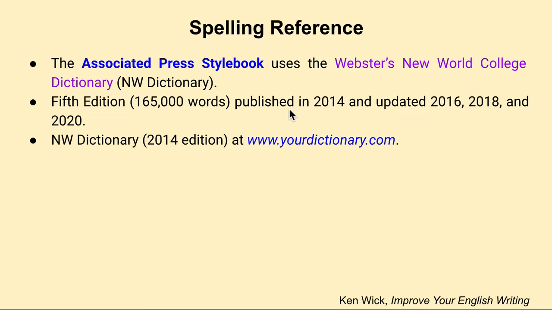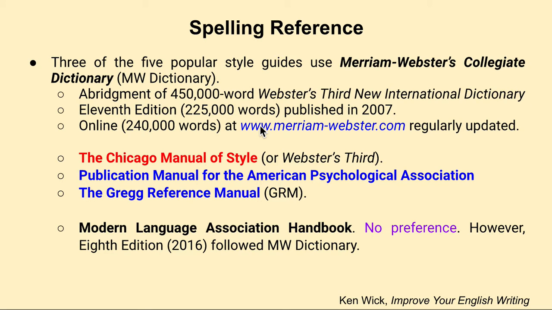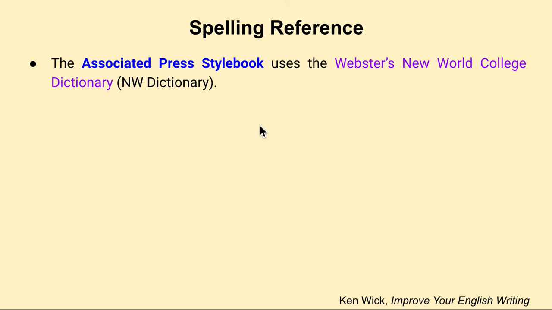So there are the 2. So these are basically the only 2 dictionaries used. So if you have a different dictionary, great. Just none of the popular style guides, if I go back, use it. So most of them use Merriam-Webster's, and then one uses the Webster's New World Dictionary. So I guess if your teacher uses a different dictionary, use that dictionary, but most use the Merriam-Webster.